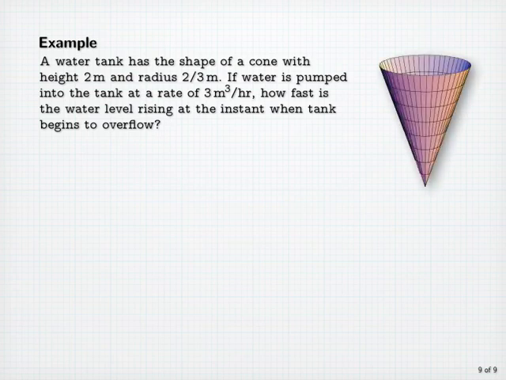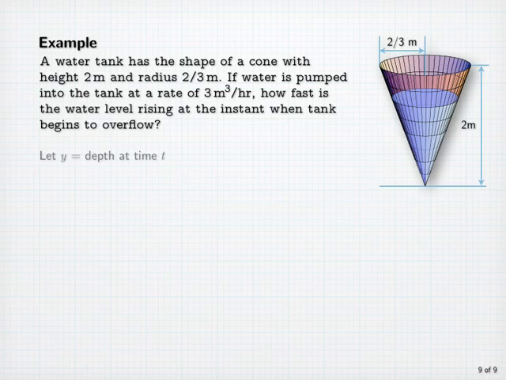So our tank looks something like this. Its height is 2 meters and its radius is 2/3 of a meter. Now at any given time, it contains a certain amount of water. So let y equal the depth at time t. In other words, the distance from the vertex of the cone up to the surface of the water.